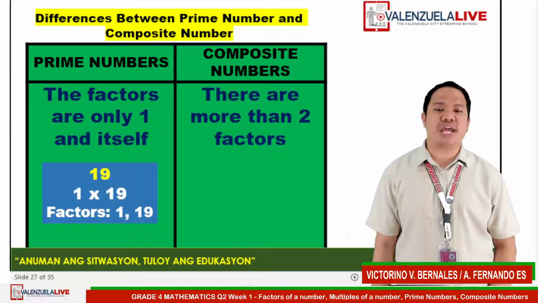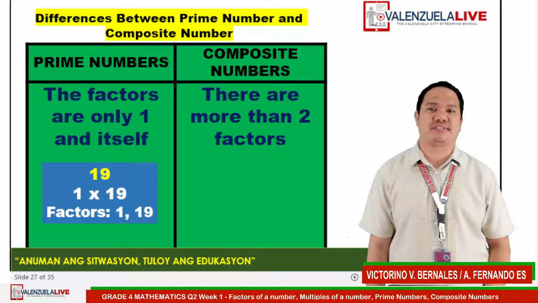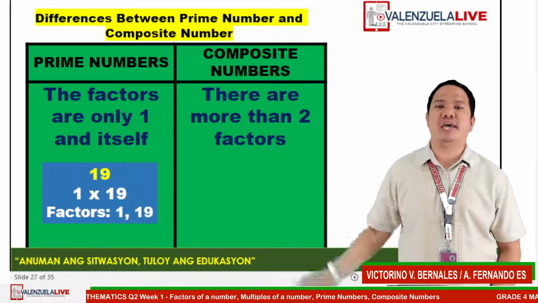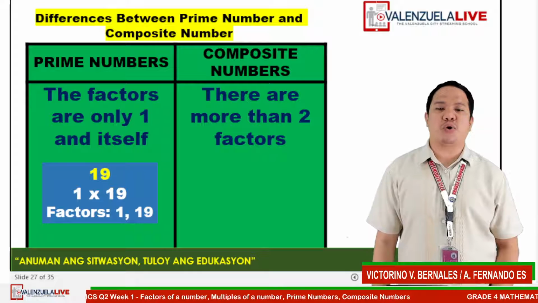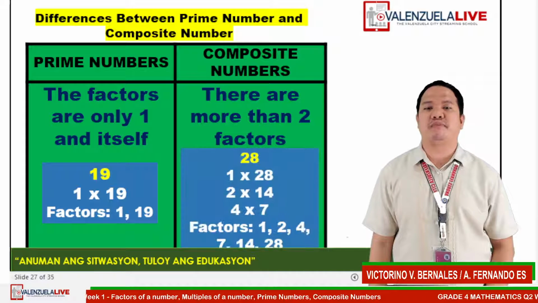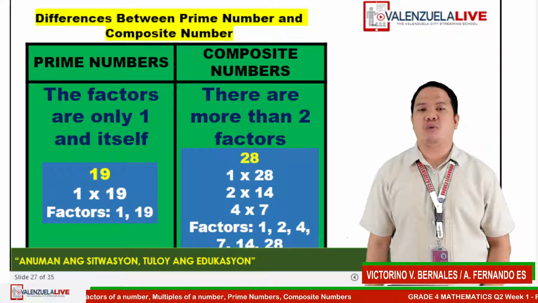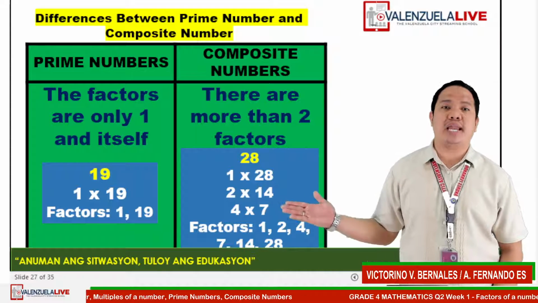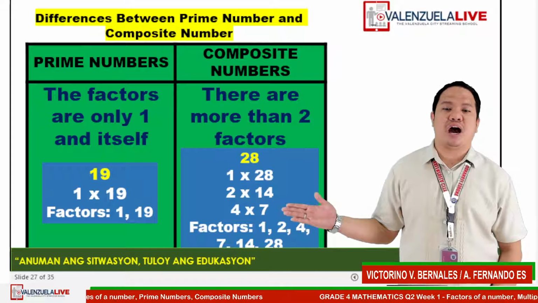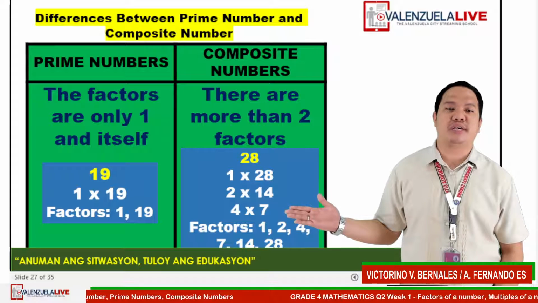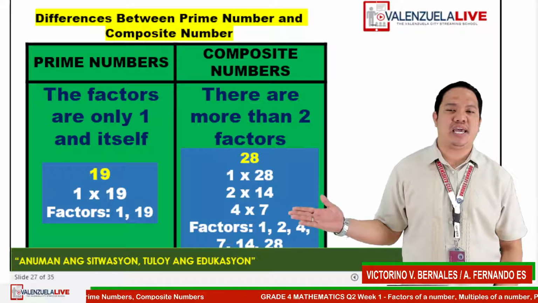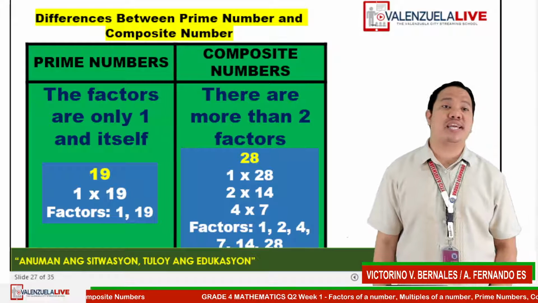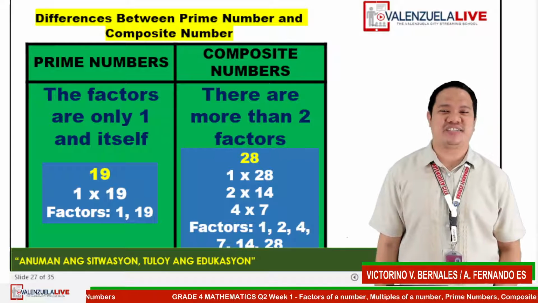Now, let us differentiate prime numbers from composite numbers. First, in prime numbers, the factors are only 1 and the number itself. For example, we have 19. 1 multiplied by 19, the factors are 1 and 19. While composite numbers are numbers with more than 2 factors. Example, we have 28. The factors of 28 are 1, 2, 4, 7, 14, and 28.